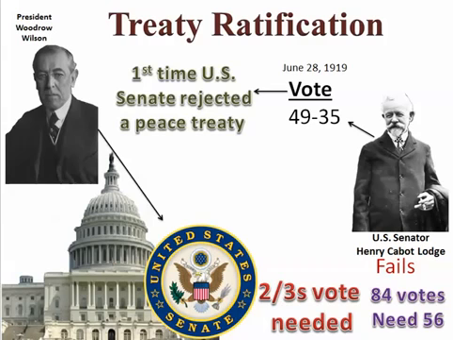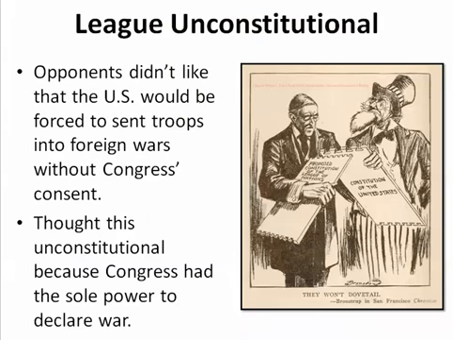A lot of people, like Senator Henry Cabot Lodge and these Irreconcilables, felt that being a part of the League of Nations was unconstitutional. And here's a little cartoon that shows Uncle Sam, the Constitution of the United States, and it's like a puzzle. It doesn't fit in with the proposed League of Nations Constitution. They thought it was unconstitutional because the League could send U.S. troops into war without Congress's consent. And a lot of Americans felt that that was unconstitutional because only Congress had the sole power to declare war.